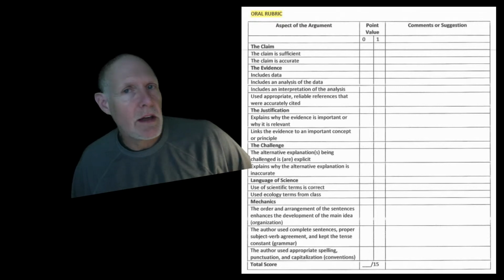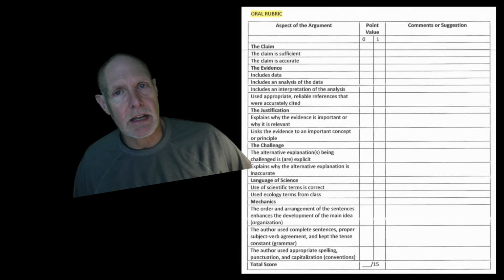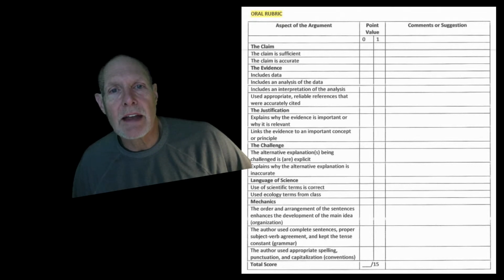So the first one is the claim. Was the claim sufficient? And you could score yourself as a 0, meaning it was not sufficient, or a 1, that it was sufficient. And then, was that claim accurate? In other words, did you have evidence to back up the claim, and was that claim actually accurate? So again, a 0 or a 1. You can also put in comments or suggestions as you are working through this rubric. The second thing is the evidence. Does it include data? Does it include analysis of the data? And does it include interpretation of the analysis? And was it used appropriately?